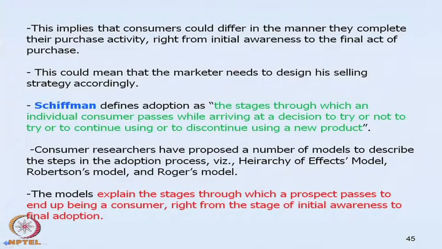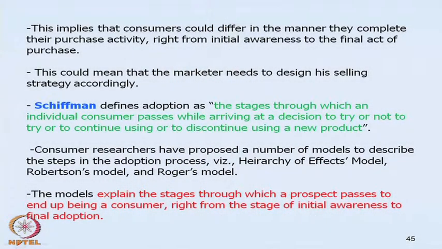Now, consumer researchers have proposed a large number of models to define the adoption process. We have the hierarchy of effects model, we have Robertson's model, and we have Rogers' model. Each of these models defines the stages through which a prospect passes as he ends up being a consumer. So, these are the stages through which a prospect is going to move, right from the stage of initial awareness to the stage of final adoption. Schiffman says these are the stages through which an individual consumer passes while arriving at a decision to try or not to try, or to continue using or to discontinue using a new product.